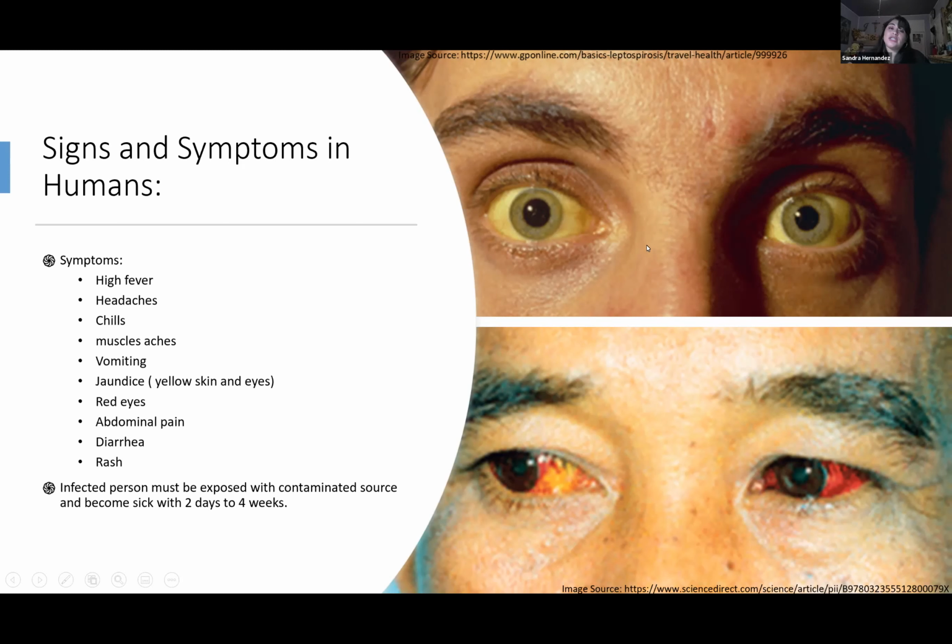In this picture, you can see the yellow in the skin, and you can see a little bit of the yellow in the skin too. Of course, yellow of the eyes, and then redness here on the eyes as well.